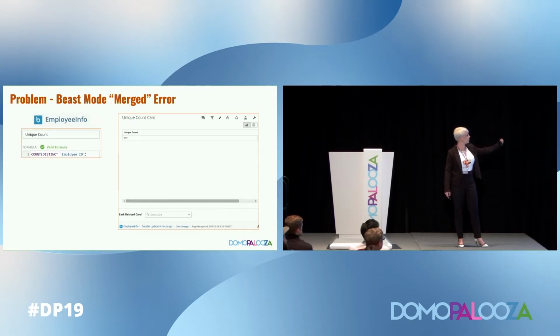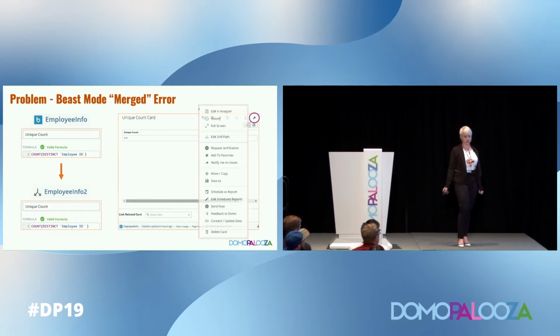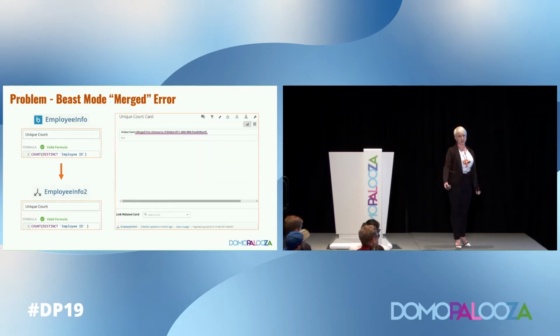It's called unique count. And let's say that I want to transfer this one card from this data set to employee info 2. And I know on employee info 2 there is another beast mode called unique count. Same name, right? Same code, it should work just fine. And so I go to the wrench menu, I say connect and update data, and what happens? I get a merged error.